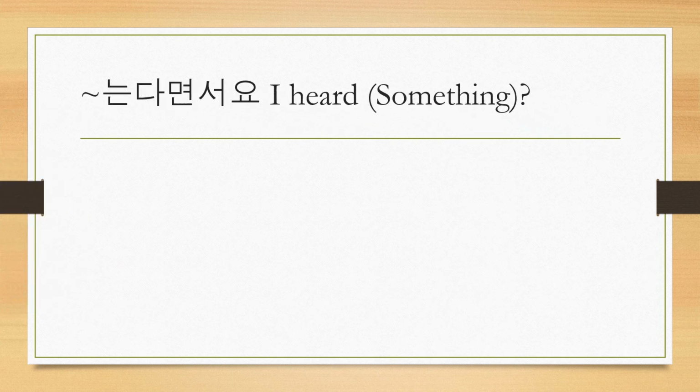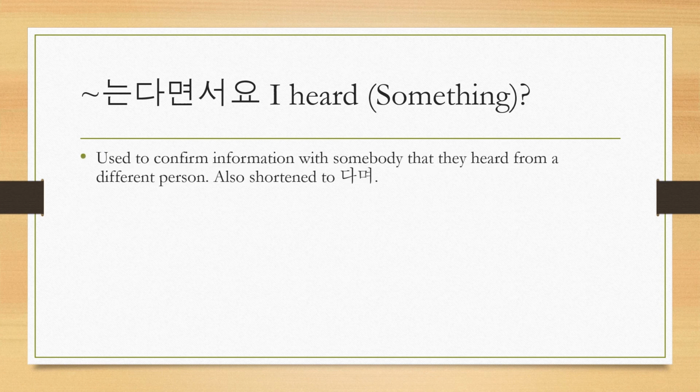Okay, so first one we have is 는다면서요. So I heard something from somebody else, okay? This can be a little bit tricky, but let me explain it to you so you can understand it. It's used to confirm information with somebody that they heard from a different person, also shortened to 는다며. So if you see 는다며, it's the same thing, more colloquial, more spoken, more with friends.